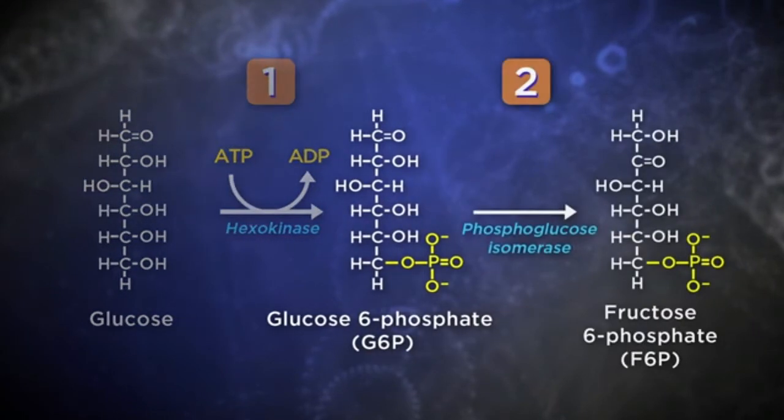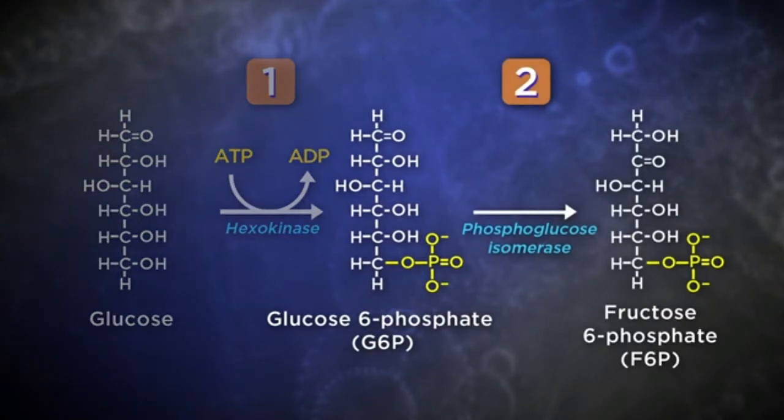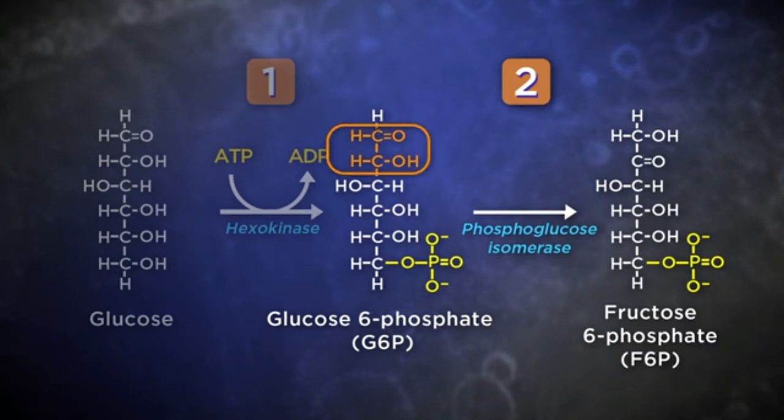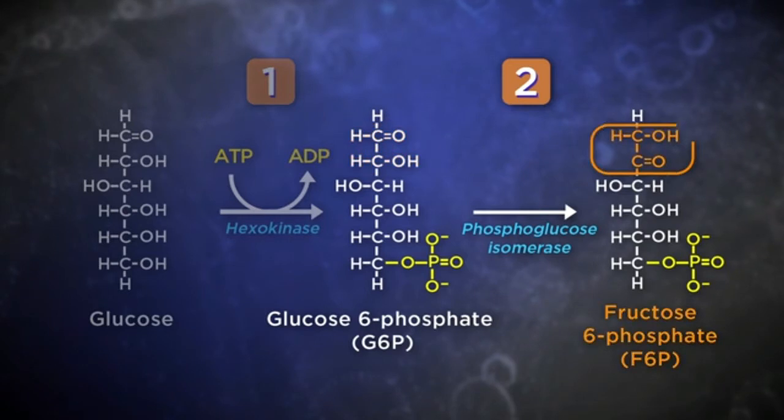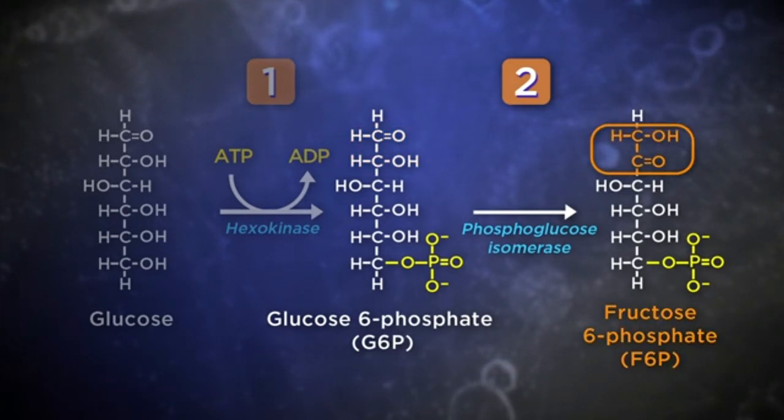Step 2 in the process is a simple rearrangement of G6P. That is, there is nothing added or taken away. The atoms in the glucose 6-phosphate are simply rearranged to make fructose 6-phosphate, or F6P. This reaction is simple and unremarkable. F6P, though, is the substrate for the next reaction, reaction 3, a crucial control point for the pathway.